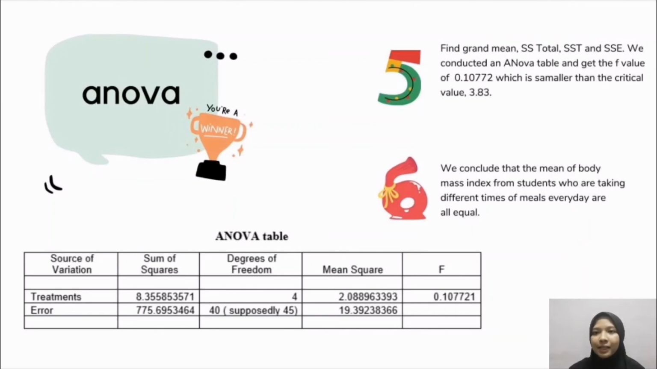And then we construct the ANOVA table, as you can see from the slide, and get the F value of 0.10772. The value is smaller than our critical value, so in the last step, we can decide that the mean of body mass index from students who are taking different times of meals every day are all equal, because our F value is outside the rejection region.